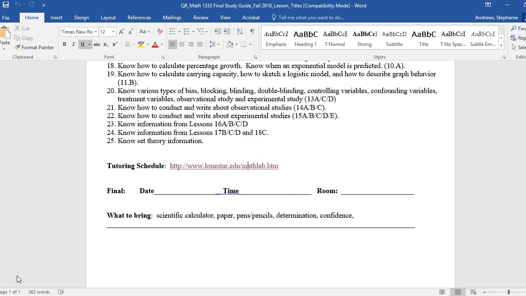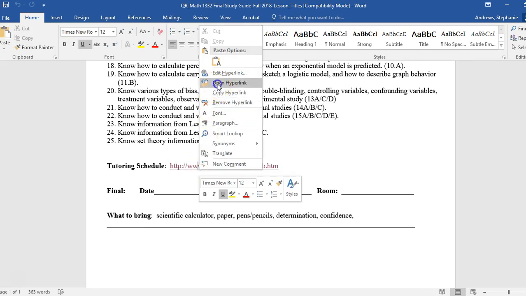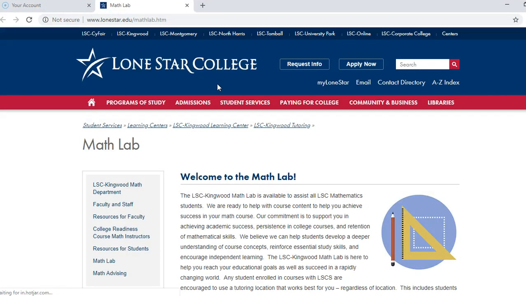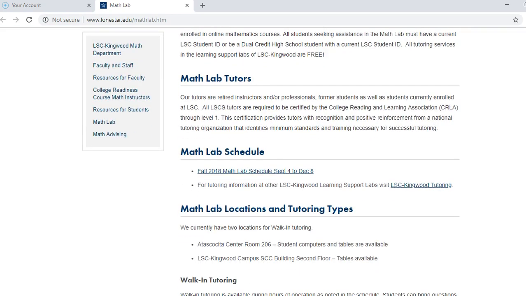Finally, I want to draw your attention to the bottom of this page. There is the tutoring schedule link. You have already paid for these hours. And when I go here, I have to go ahead and open hyperlink. You have the complete schedule for Kingwood. You are eligible to go to any campus that has math tutoring, any of our centers that have math tutoring. You have paid for it.